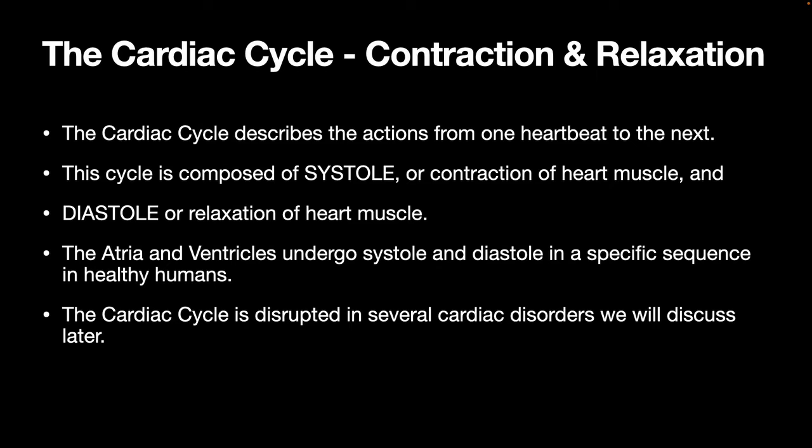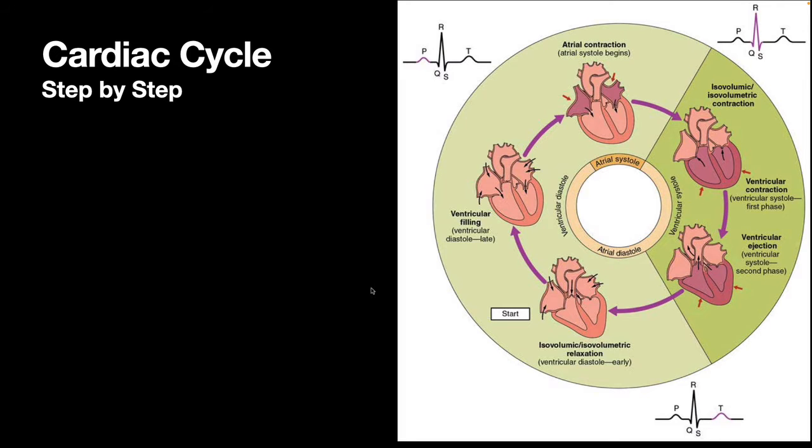So the cardiac cycle basically just describes the action from one heartbeat to the next. This cycle is composed of systole, or contraction of heart muscles, and diastole, or relaxation of heart muscles. The atria and the ventricles undergo systole and diastole in a very specific sequence in healthy humans, and when this cardiac cycle is disrupted, that can result in a variety of cardiac disorders. Some of those we will discuss at a later date, and we'll reference towards the end of today's lecture as well. So now we'll actually talk about the cardiac cycle.